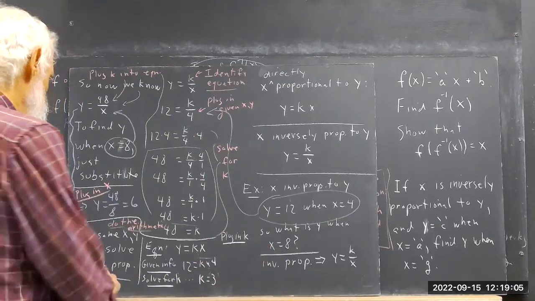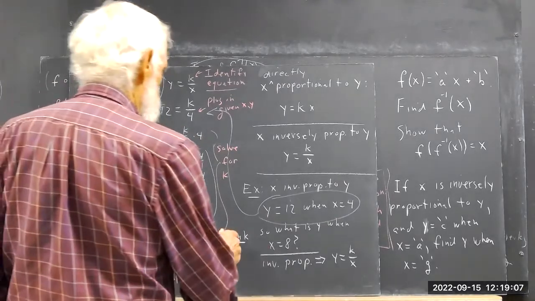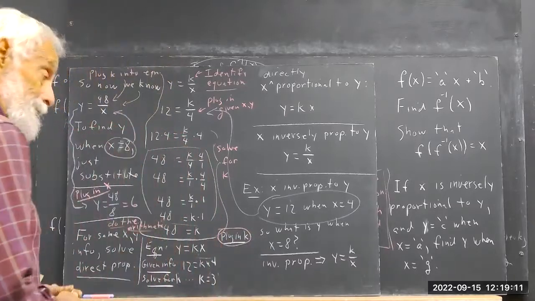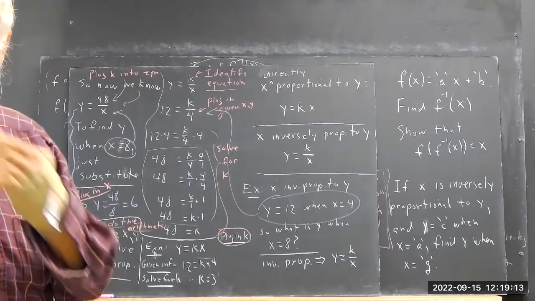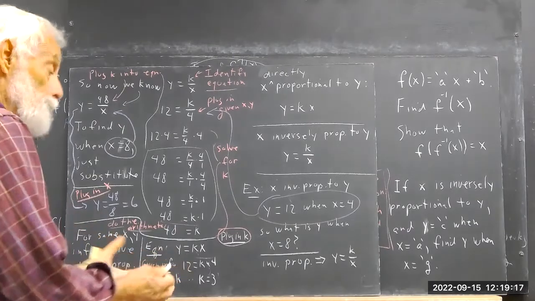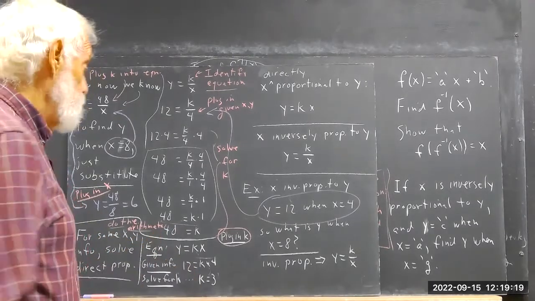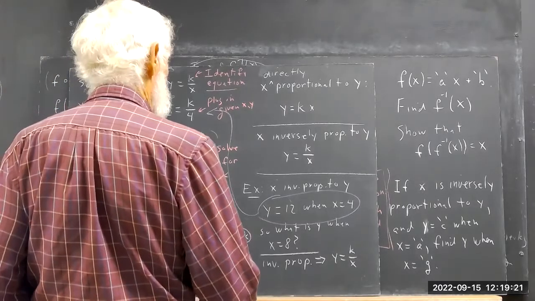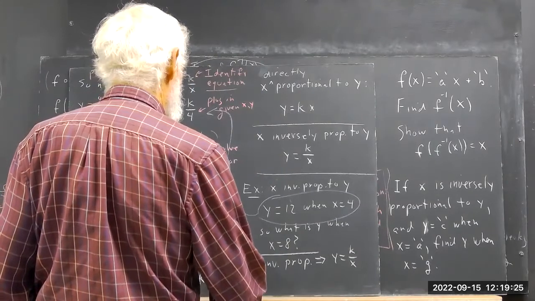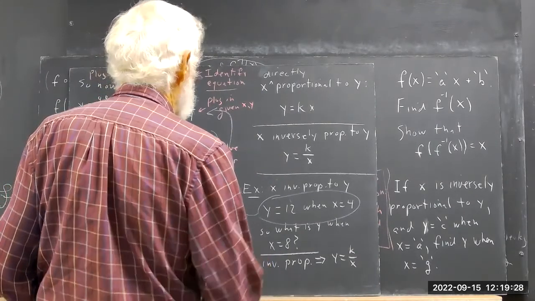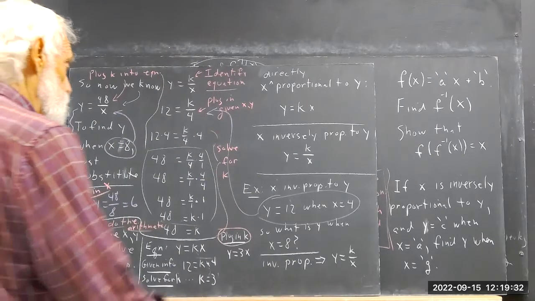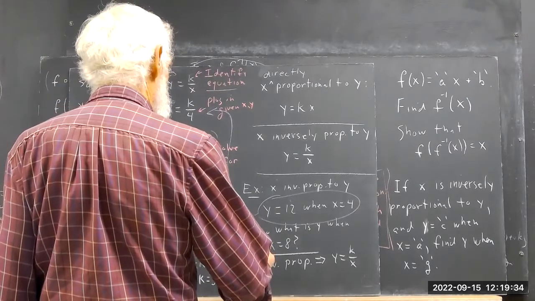This is one the majority did not do, so I'm circling it as extremely important. If you don't do this, you don't have your formula. You plug in K. Okay, you have to write out your proportionality equation.